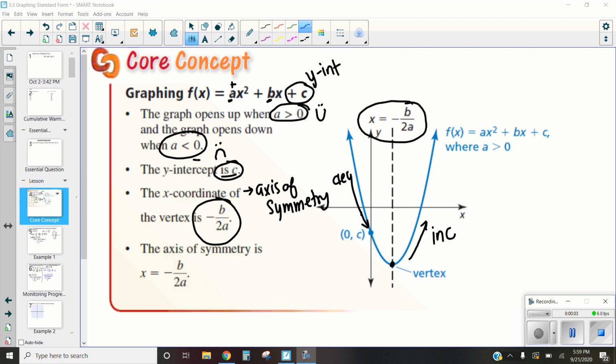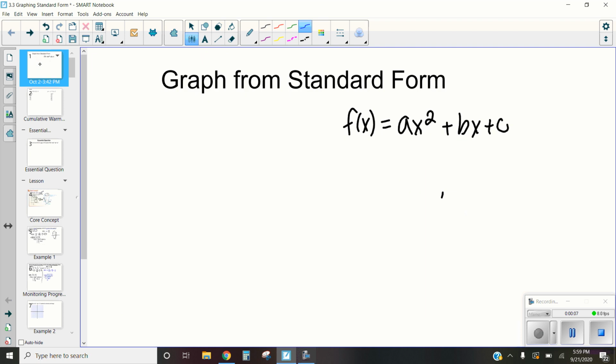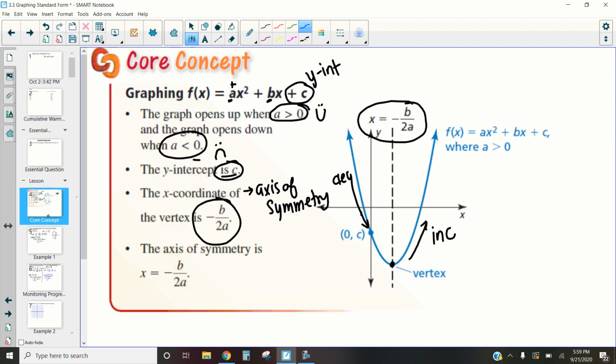Hi, this is Mrs. Kidman, and in this video, we are going to be discussing how we graph functions in standard form. Now remember, standard form is this form f of x equals ax squared plus bx plus c. And in the previous video, we kind of talked about what this standard form is and some of the identifying properties or characteristics.